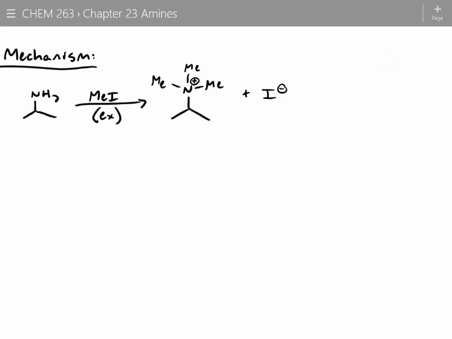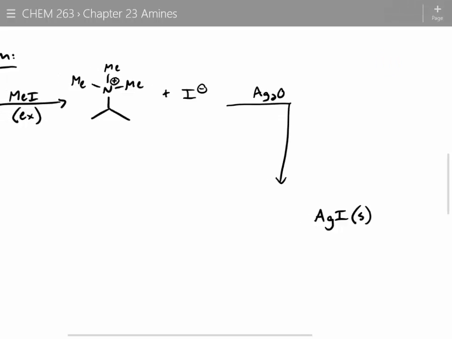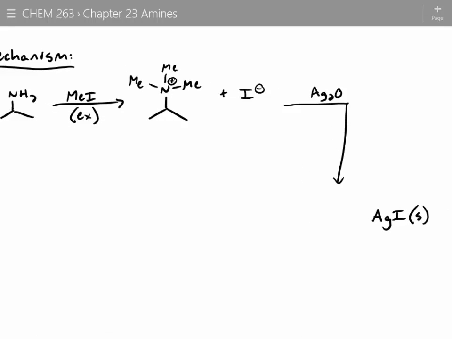Iodide isn't a very good base, right? It's a very, very poor base because it's a conjugate base of a strong acid. So the trick for this is we need to convert iodide into a better base. So what we do is we react this with silver oxide. Silver oxide is very, very reactive with halides. So what ends up happening is you form silver iodide. And this silver iodide is completely insoluble. It will precipitate out.